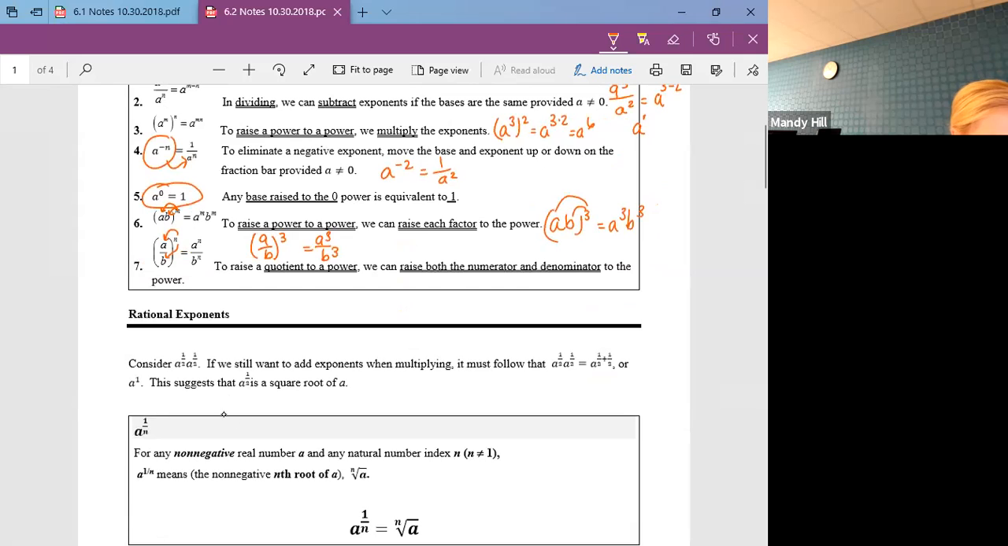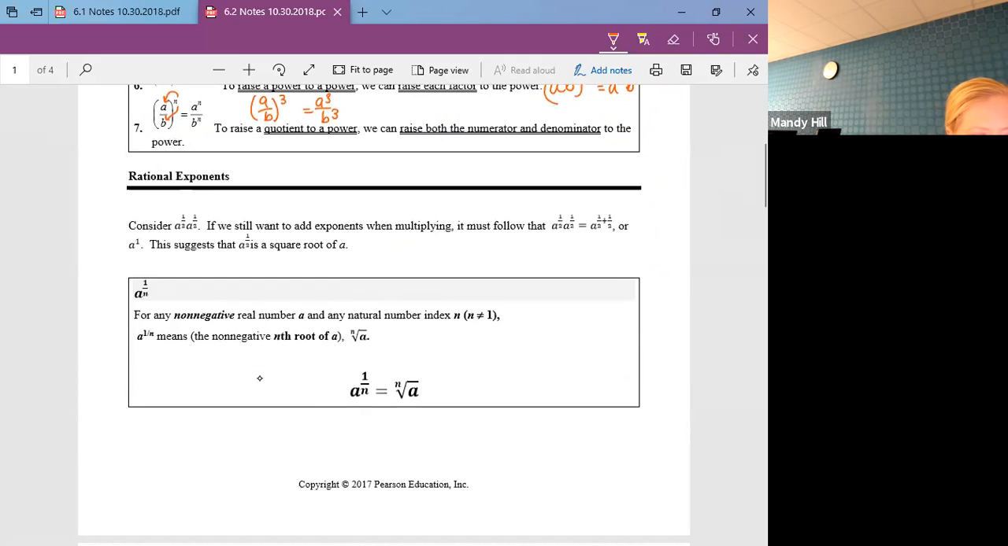Okay, so it says consider a to the 1/2 times a to the 1/2. If we still want to add exponents when multiplying, it must follow that a to the 1/2 times a to the 1/2 is a to the 1/2 plus 1/2, or a to the 1st. This suggests that a to the 1/2 is the square root of a. So for any non-negative real number a and any natural number index n when n is not 1, a to the 1 over n means the non-negative nth root of a.